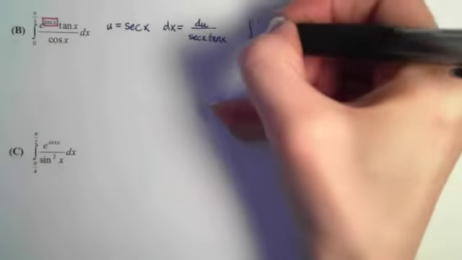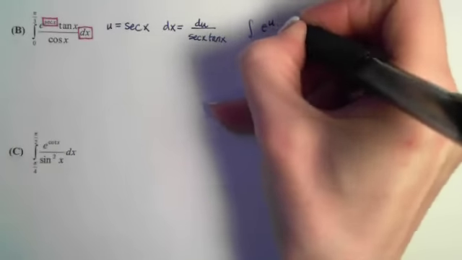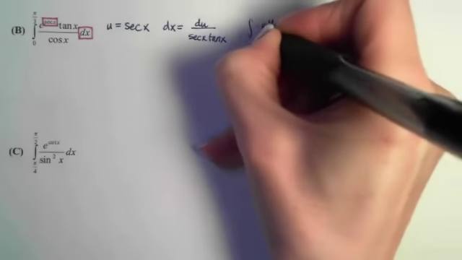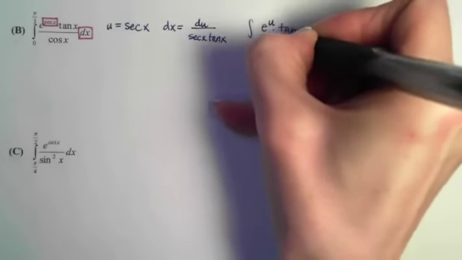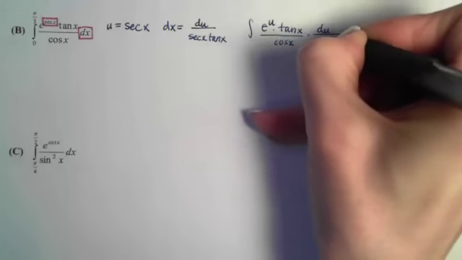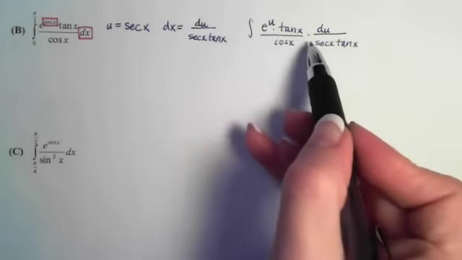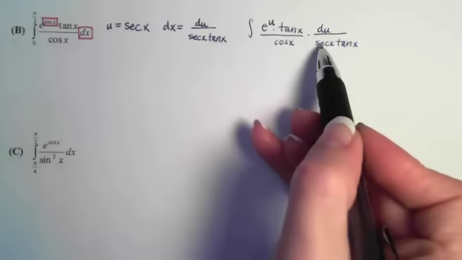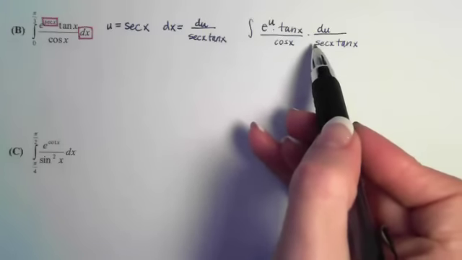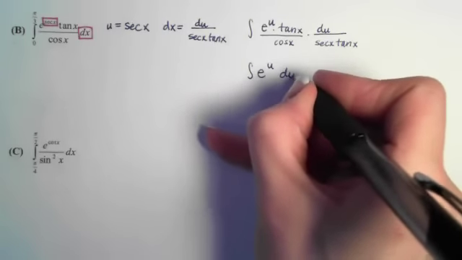And then I can do my substitution. So things that are in the boxes get replaced, everything else stays the same. So I have an e to the u times a tangent over a cosine times a du over a secant times a tangent. Well, the tangents are going to cancel, and cosine and secant are multiplicative inverses, so when I multiply them, I'll get a 1. So I'm going to be left with just an e to the u times a du.